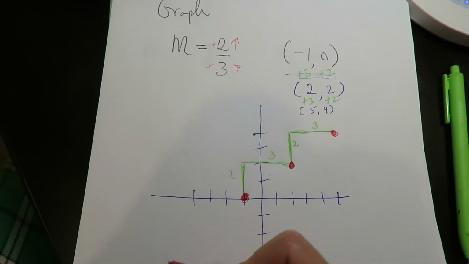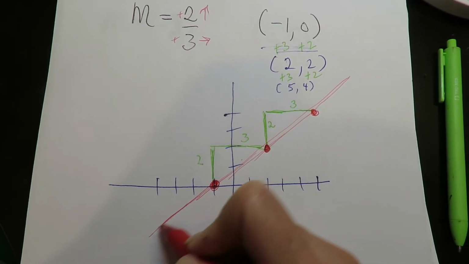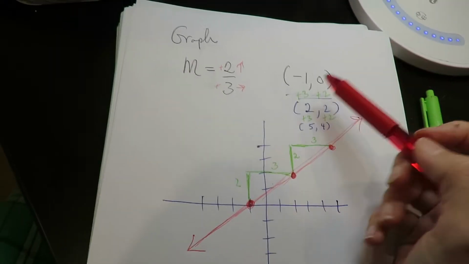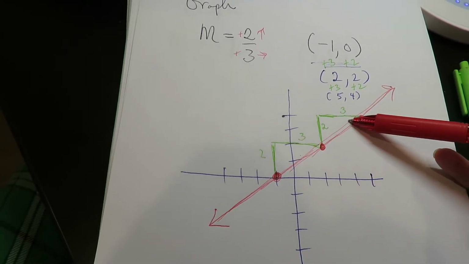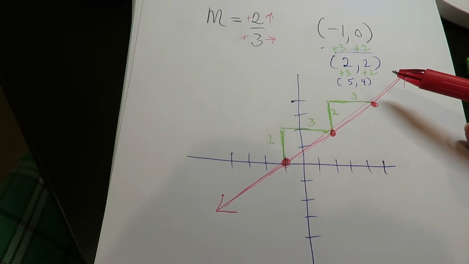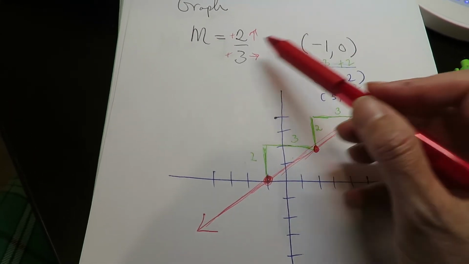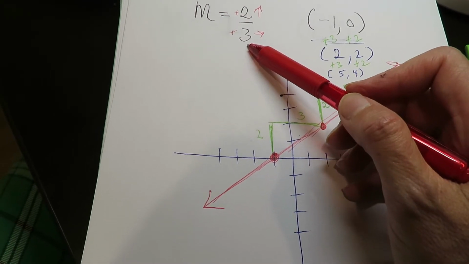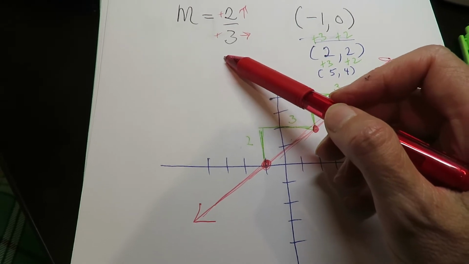Once you do that, you then draw your line. You're just expected to be able to find 1 additional point. I found 2 additional points. There's an infinite amount of these points on the line. So how you do it is you first graph the point that's given, and then you use the slope to find the second point.